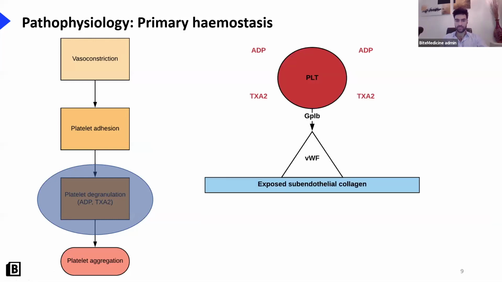So what's next? Platelet degranulation. The platelet, once it's bound to the von Willebrand factor, will start to release a bunch of chemical mediators. That's known as degranulation. There are a bunch of chemicals, but the two important ones that I want to highlight here are ADP and thromboxane. TXA2 stands for thromboxane.